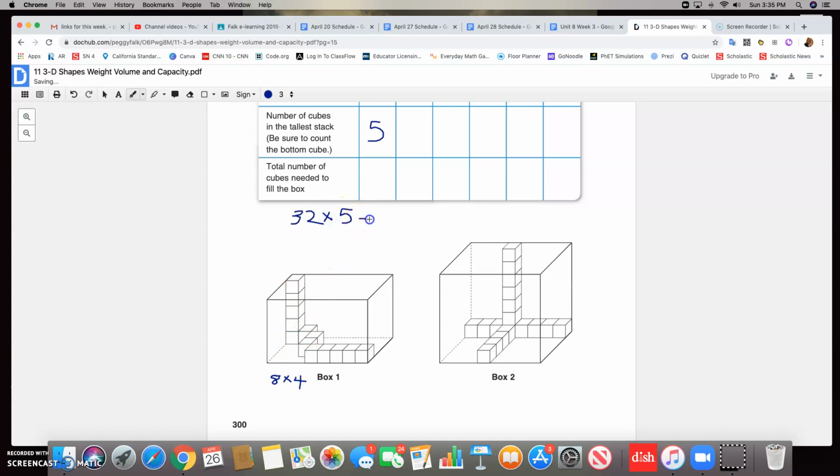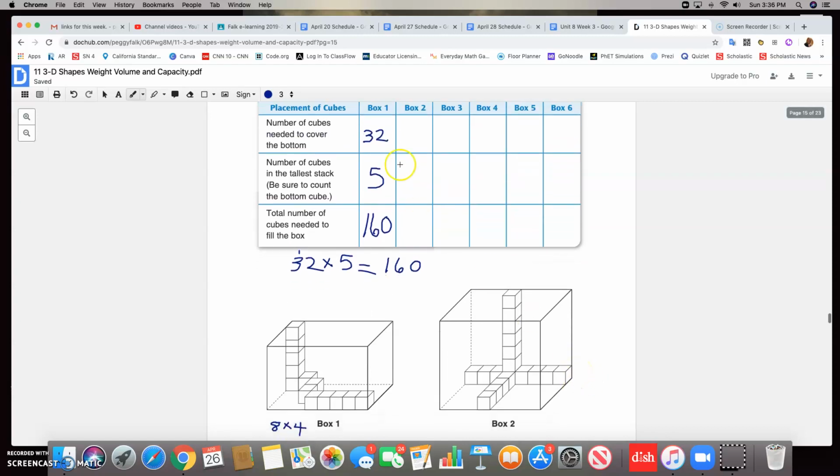All right? So what's 32 times 5? 5 times 2 is 10. Carry that 1. So 160 total in that box. Come on, where's the 1? There it is. Okay. So you want to figure out the base, how many rows in the base, how many cubes, and then you need to know how tall that rectangular prism is. So I'll get you started on this one, and then I'm going to assign the next page for tomorrow.